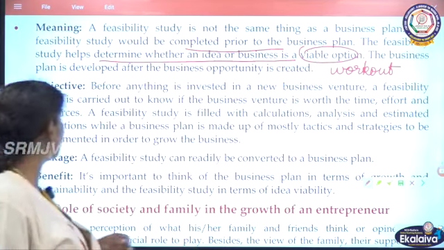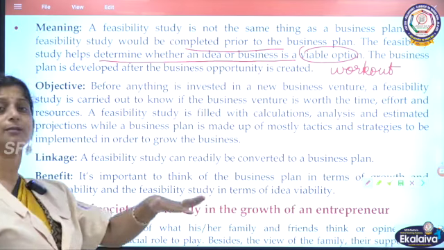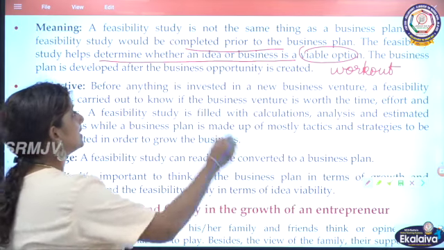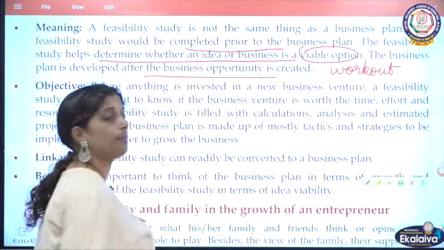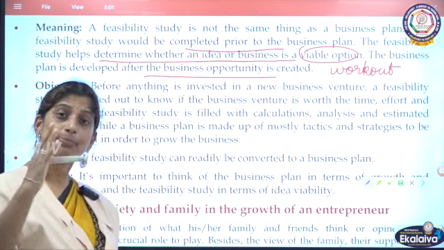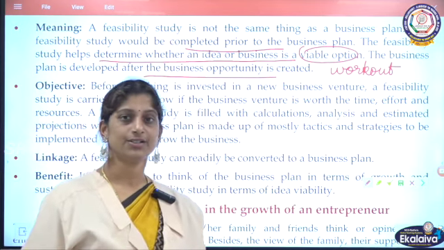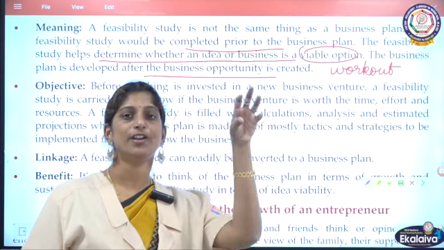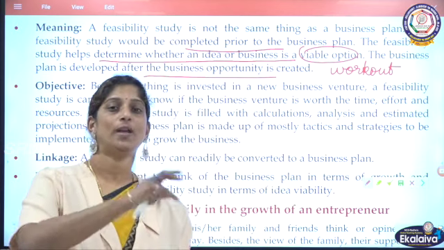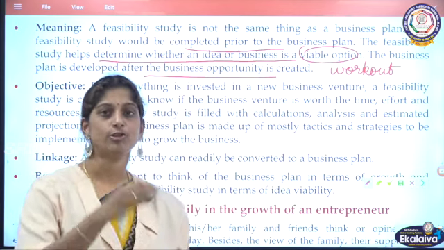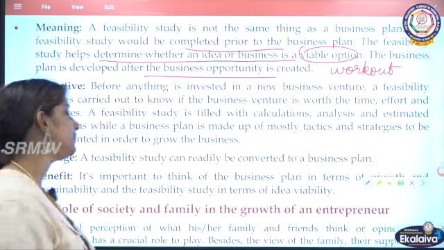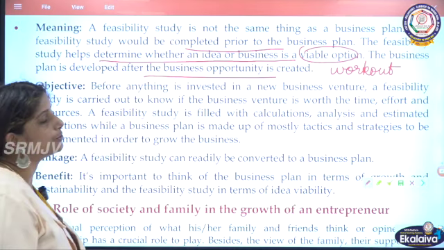Then the business plan is developed after the business opportunity is created. So once we finalize a business opportunity, then the business plan is created. So the feasibility study is going to be the initial stage, whereas the business plan is going to be the further consecutive stage. Then coming on to the objective.